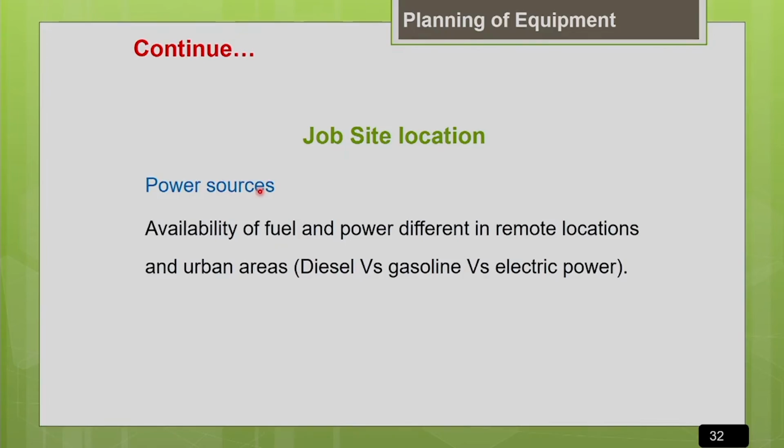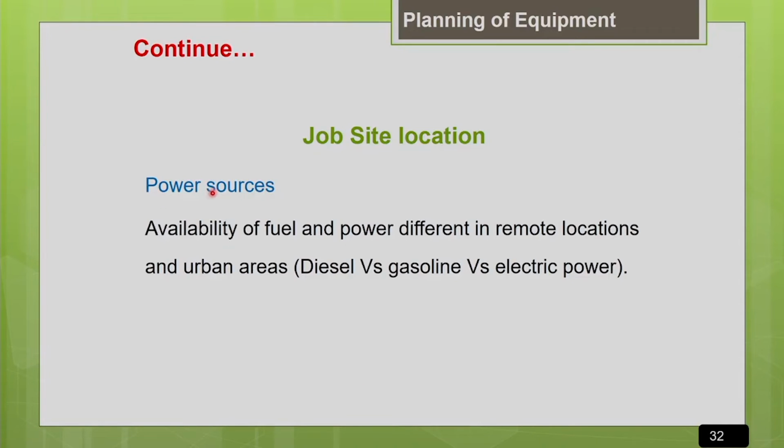So far we have discussed how the job site conditions and the job site location influence the selection of the machine. Now we move on to the next factor affecting the selection of machine, that is the power source availability. The machines which we use at the construction site may be operated with diesel as a fuel, or gasoline, or electrical power. So whatever may be the source of fuel.